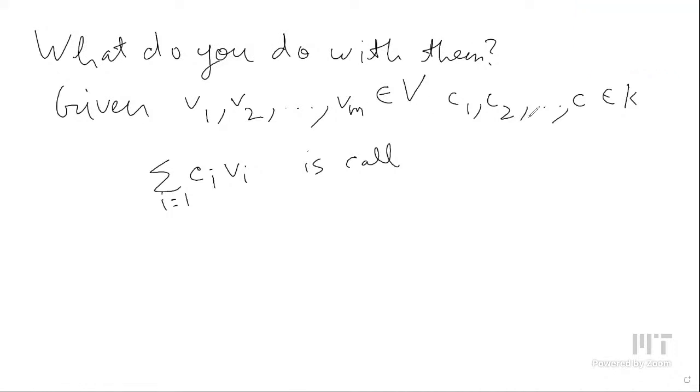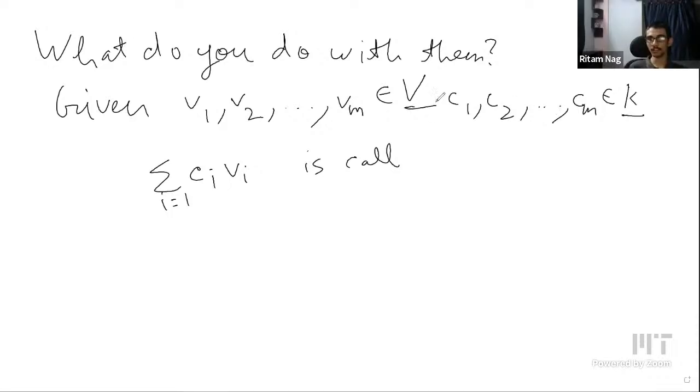What is V and K? V is the vector space, K is the field over which it's a vector space. So V could be like R3 and K could be R, or V could be like C7 and K could be C, or V could be like F2 to the 4 and K could be F2. V is just a vector space and K is the field over which V is the vector space. Was that clear?